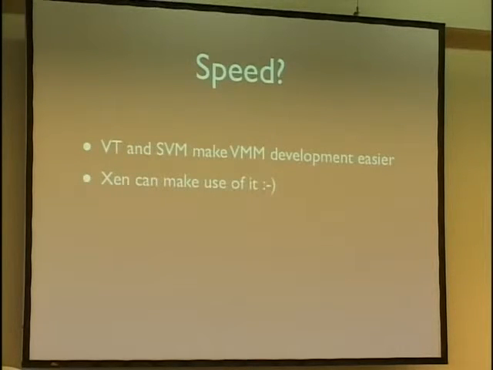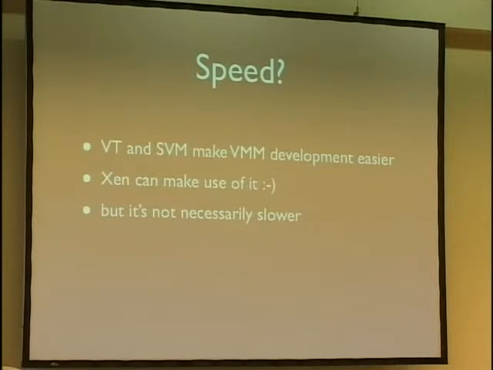Now what about speed? Does VT or SVM really make everything faster? The point is that VT and SVM make development easier. For example, now we have Xen. Xen already supports both these technologies. Without VT or SVM, it cannot do it. There's so much extra complexity that would have had to be coded into Xen, and nobody had done that. But it's not necessarily slower, and it's not necessarily faster. That's the point.